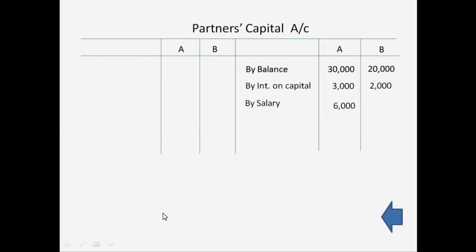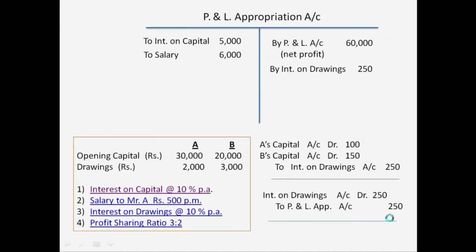Let's see. Partners capital account on their debit side to interest on drawings with rupees 100 and rupees 150. Now we can say that the third point is completely over.